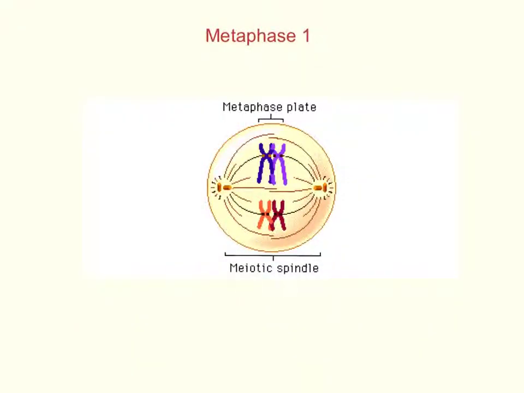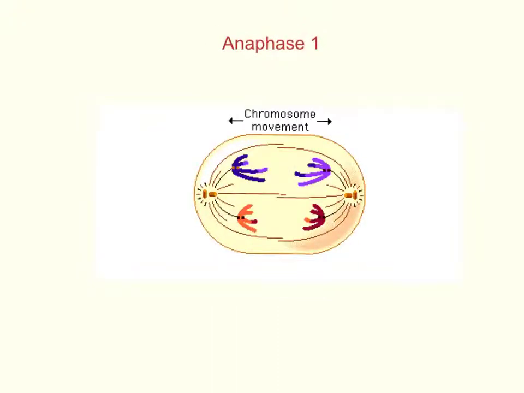During metaphase 1, the homologous chromosomes line up at the cell's equator. Next, the nuclear membrane disintegrates. During anaphase 1, spindle fibers from the poles attach to chromosomes and pull them to opposite ends of the cell.